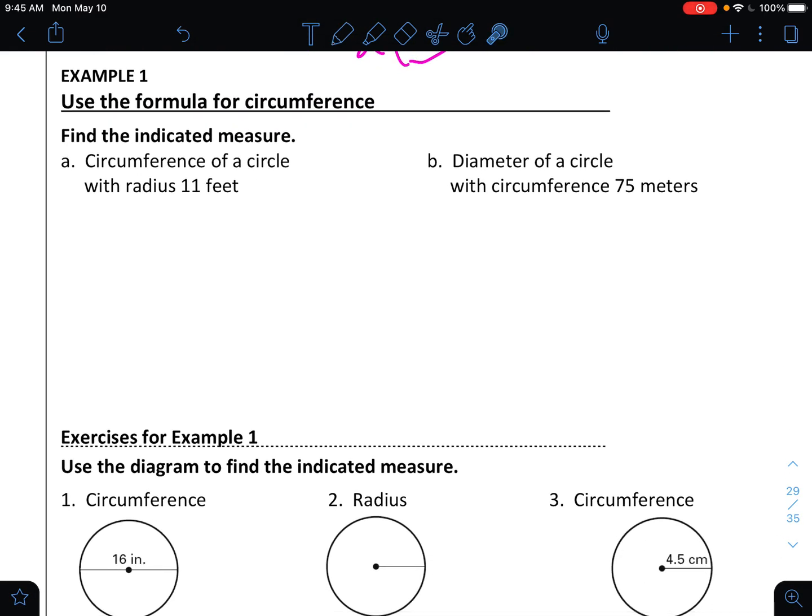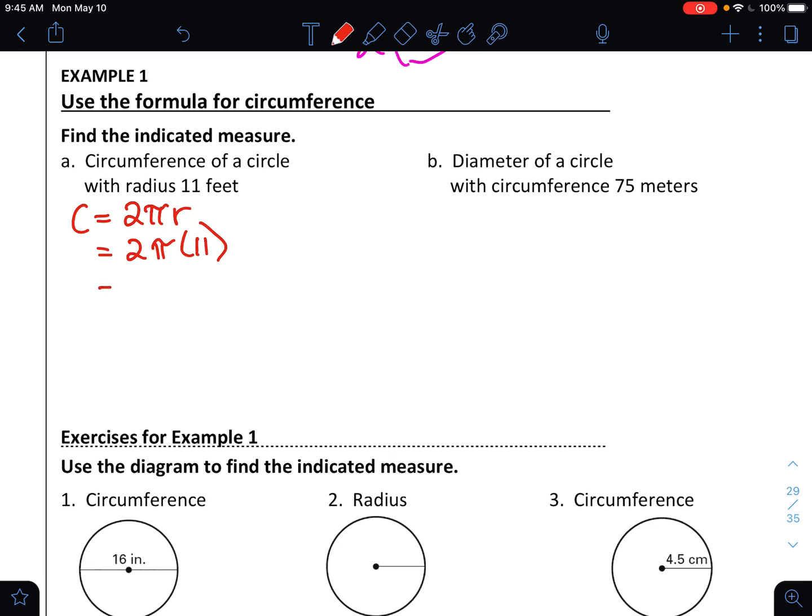Find the indicated measure. We want to find the circumference of the circle if we know the radius is 11. So I'm going to start here. Circumference equals, now you can use either formula. I'm just going to use the 2 pi r most of the time. So 11 is the radius. So I'm going to be doing 2 times pi times 11.